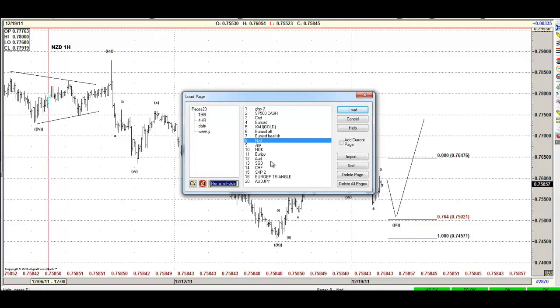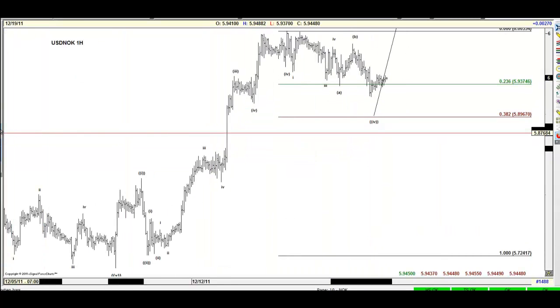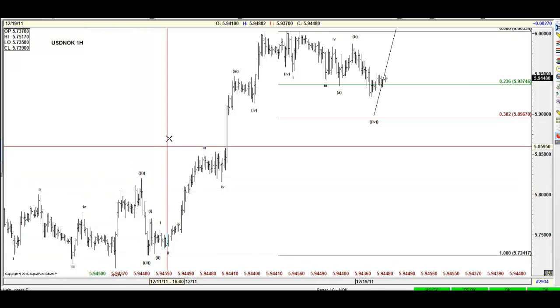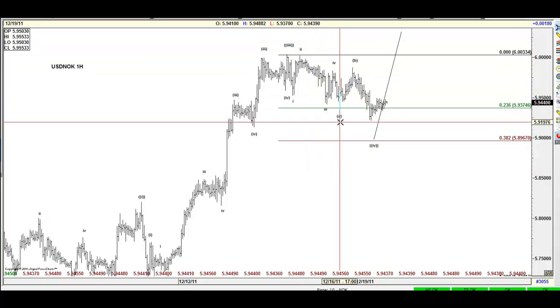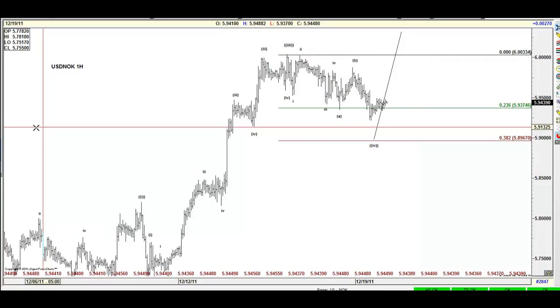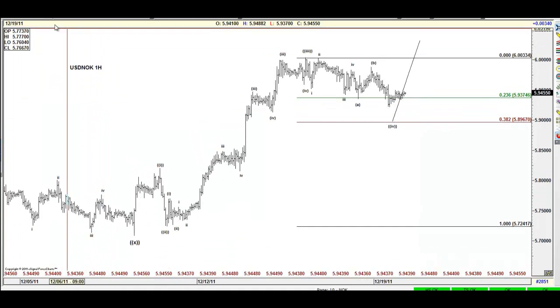Let's say the Norwegian crown. What do we see in the Norwegian crown? Same scenario as the dollar. We see 1, 2, 3, 4. This was a 5-wave swing. We're expecting a 5-wave swing here and higher. That's what we're expecting in every US dollar pair.